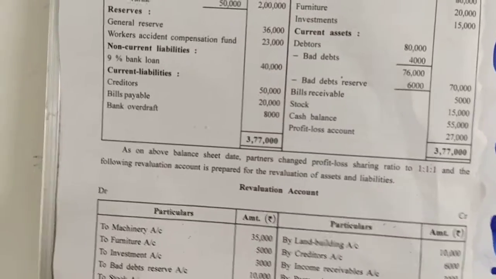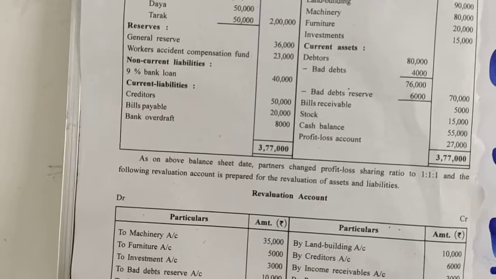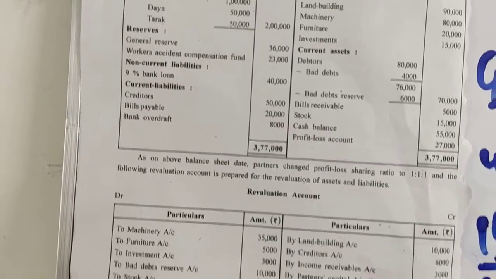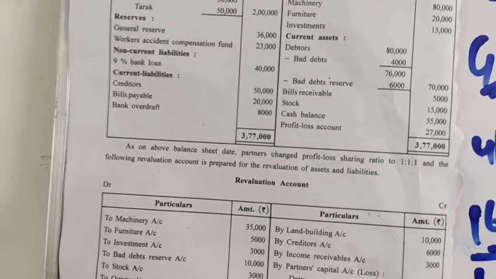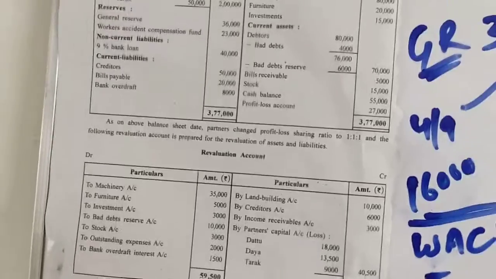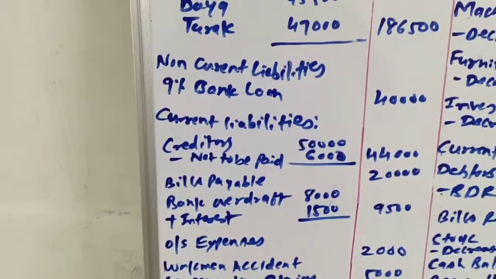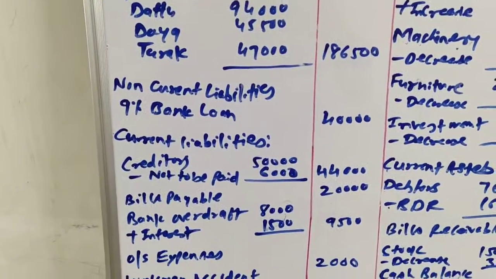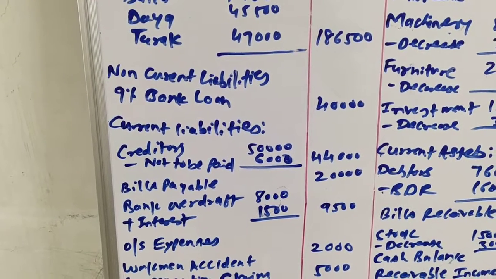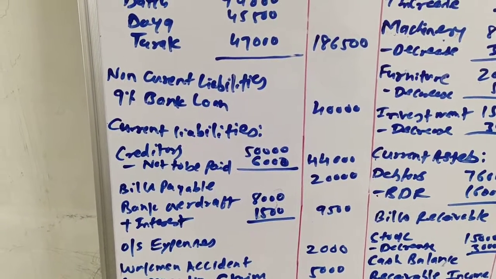Next item is bank loan 9%. The 9% bank loan is a non-current liability. So we have to write this because we have not written it. In the new balance sheet we will write non-current liability, 9% bank loan 40,000.